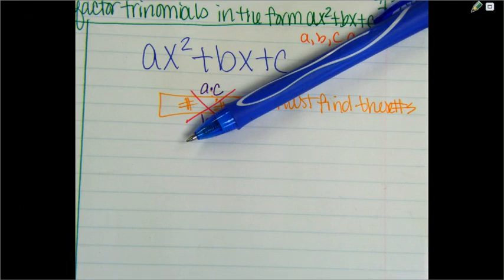Good? Ready for a negative? Okay, let's do it. Stop talking. Negative 27, negative 6. Negative 27, negative 6.